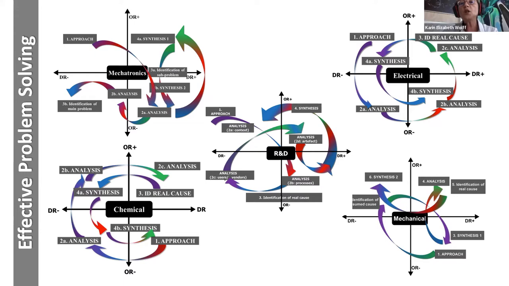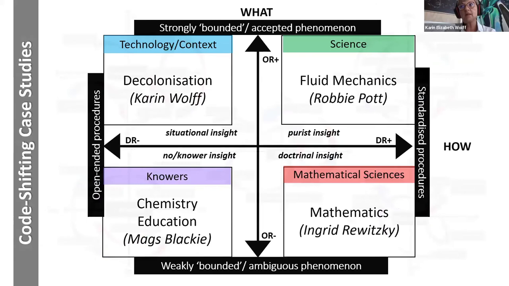So what we're going to do now in this session is we're going to look at an example of what we call code shifting, where the home base is in four different kinds of categories. In the natural sciences, Robbie Pott is going to be talking about enabling that shifting. Those pictures you saw of those successful problem solvers, that's about enabling successful code shifting. Each of these is going to talk about how that happens in a specific way in his or her context.